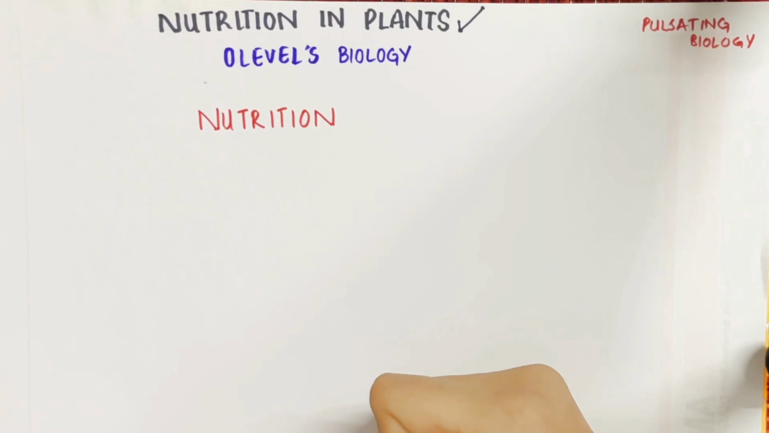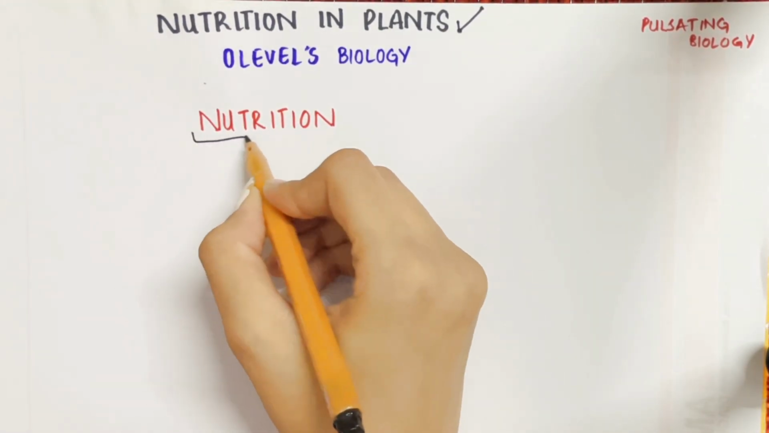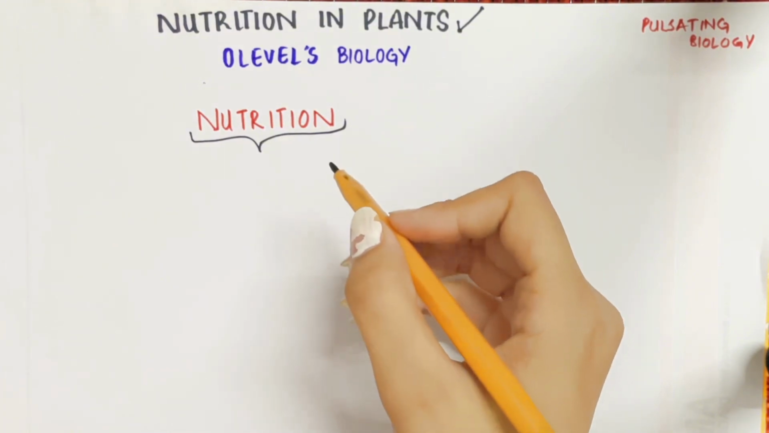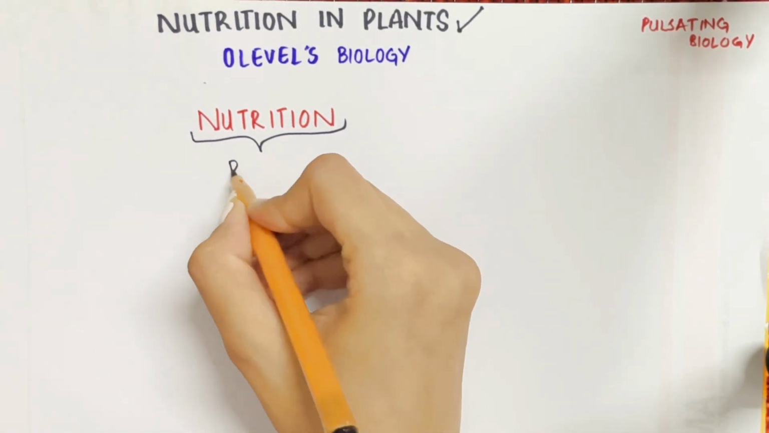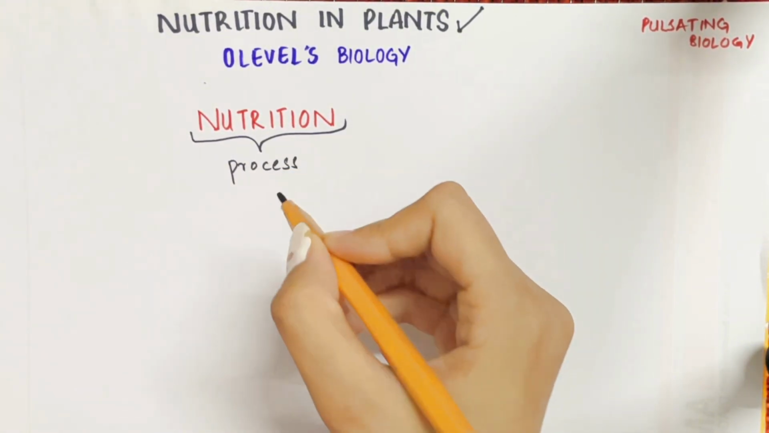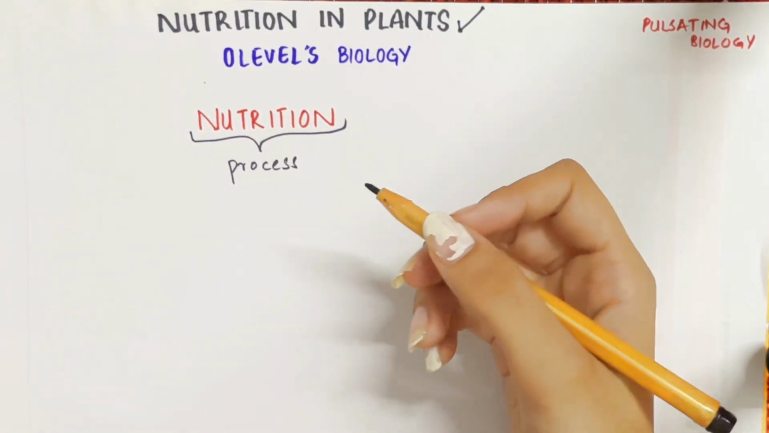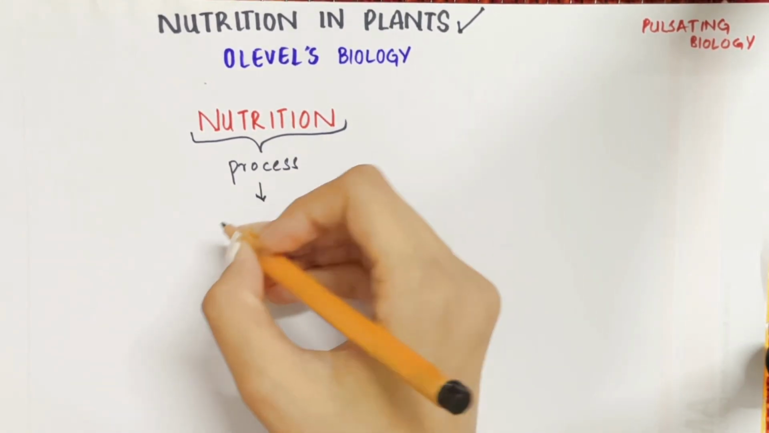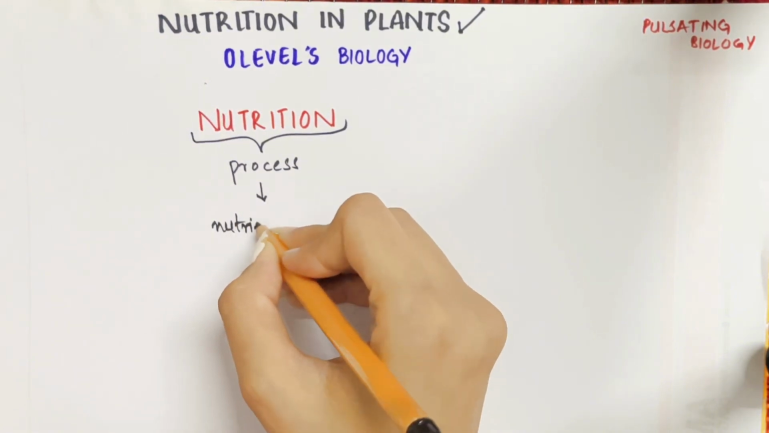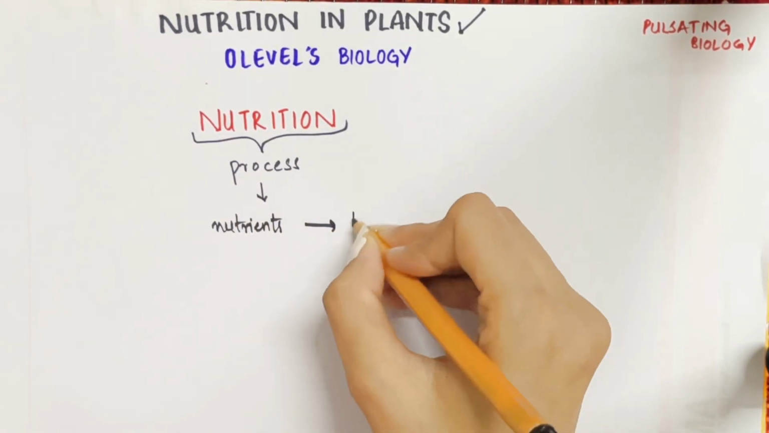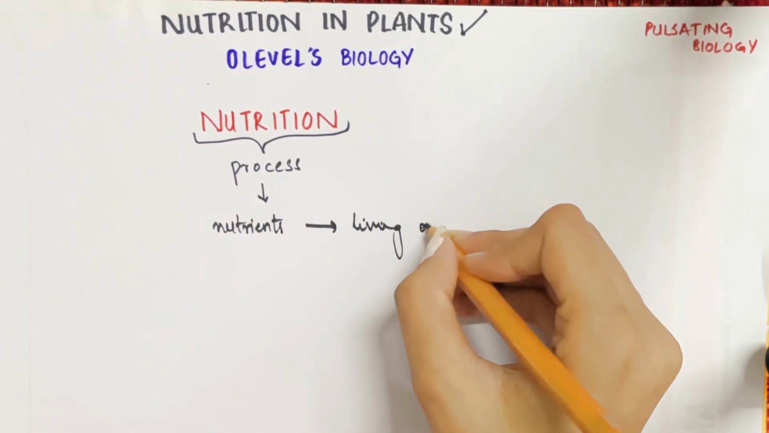When we are covering nutrition in plants, the first question that arises in our mind is: what is meant by the term nutrition? Nutrition is a process. It is a process of provision of nutrients to fulfill the needs of an organism. So it provides the nutrients that fulfill the needs of a living organism.